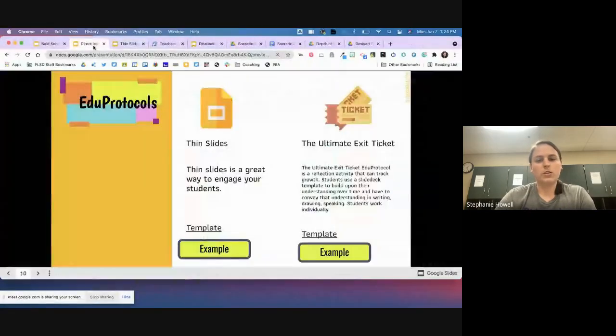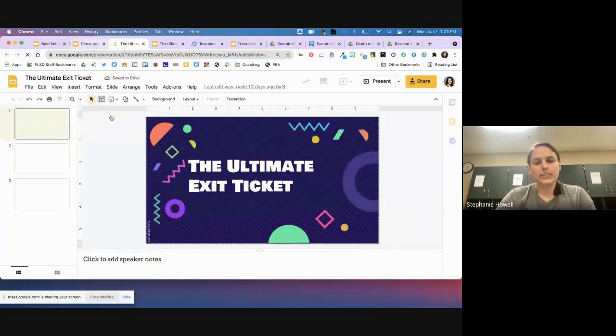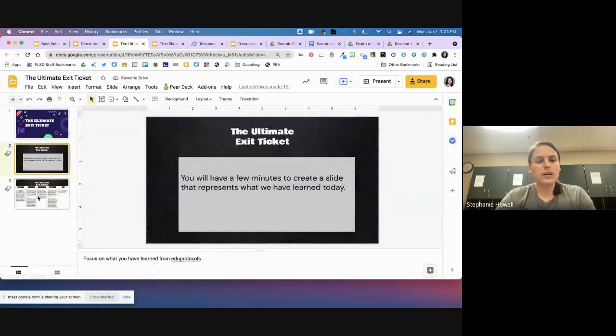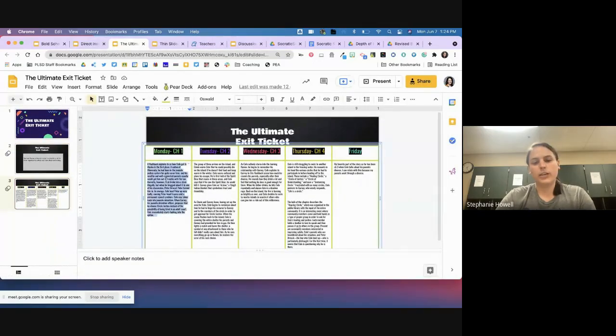Our next one was the ultimate exit ticket. And this one is a quick exit ticket at the end of the class period. You could also do this as an entrance ticket. And every day the students would add a little bit more to their learning. So what did they learn on Monday, Tuesday, Wednesday, Thursday, and then Friday? And so they can see it all in one place.